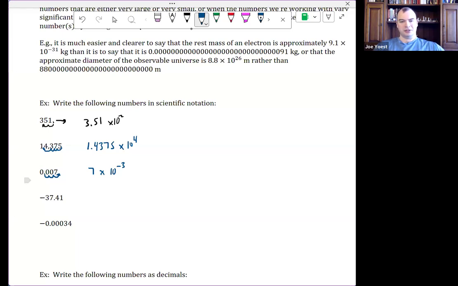Or another way of thinking of it is, by moving 3 places to the right, I've multiplied by 10 cubed. And to not change the value of my number, I need to then multiply by 10 to the negative 3. So 10 to the third times 10 to the negative 3 just makes 1. So we have 7 times 10 to the negative 3.